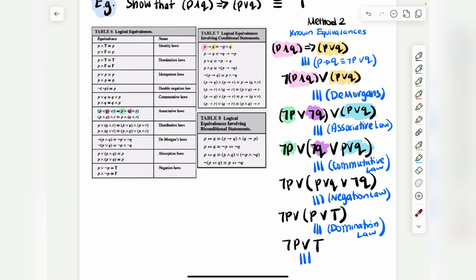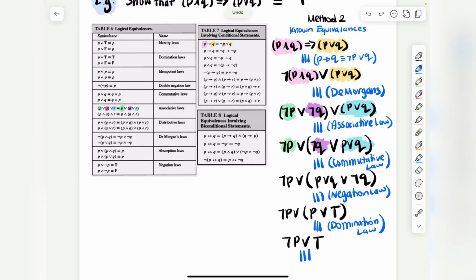What is this equivalent to? Well, again, we have something or true. Something or true is always going to give us true. That's again the domination law. So this something or true is just going to be true.